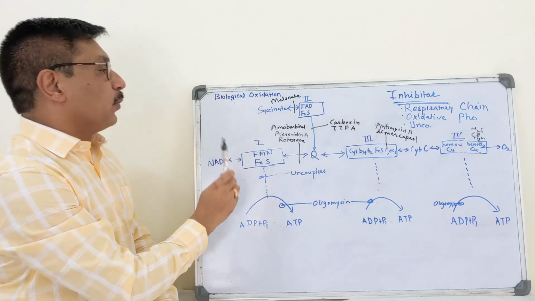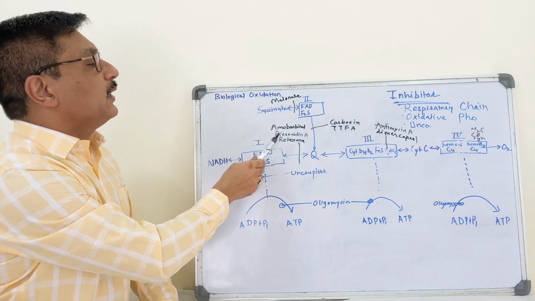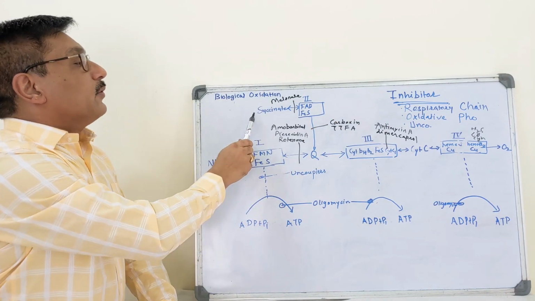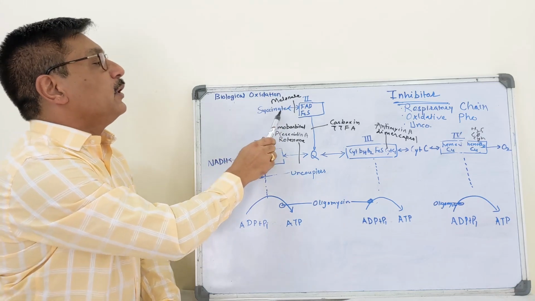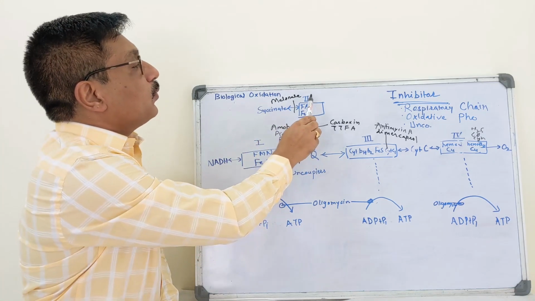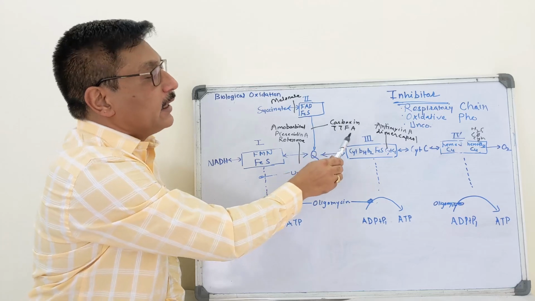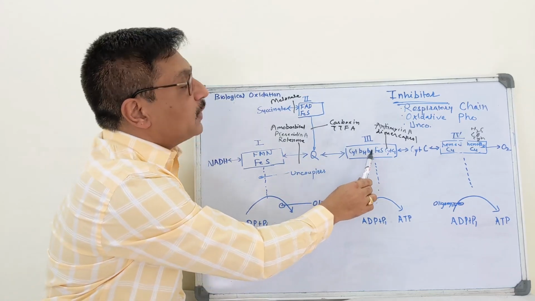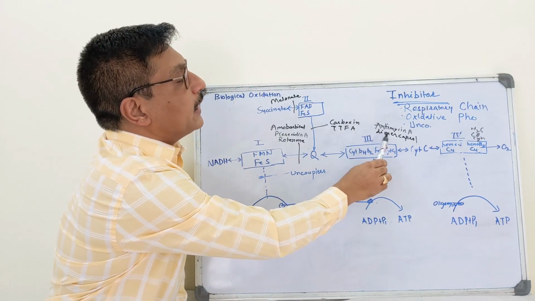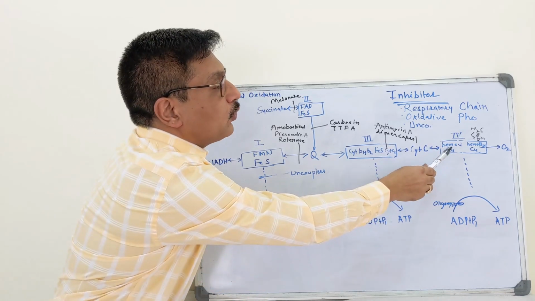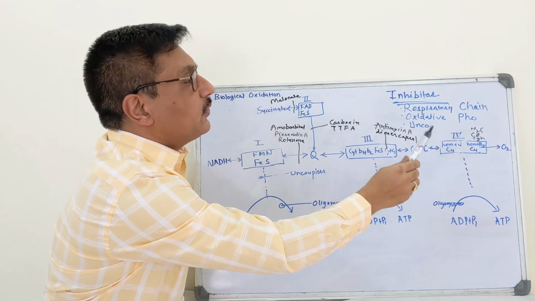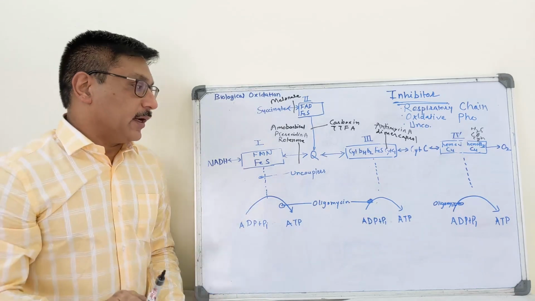To recap: at complex 1, amobarbital, piericidin and rotenone. Malonate is a competitive inhibitor of succinate. From complex 2 to Q, carboxin and TTFA. At complex 3, antimycin A and dimercaprol. At complex 4, H2S, carbon monoxide and cyanide.